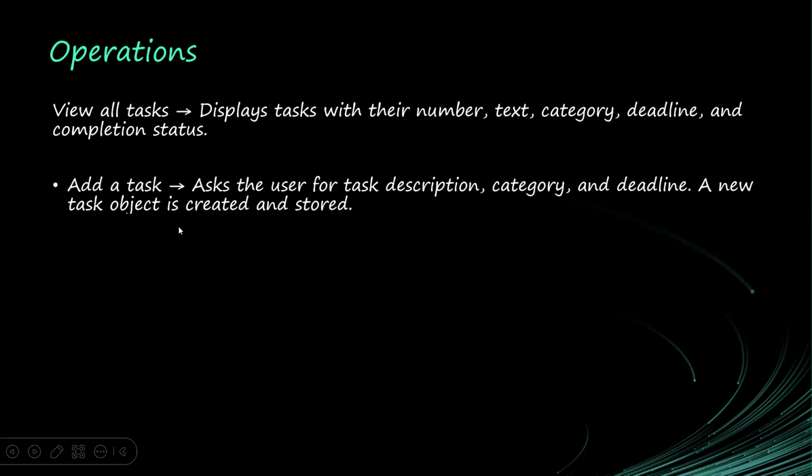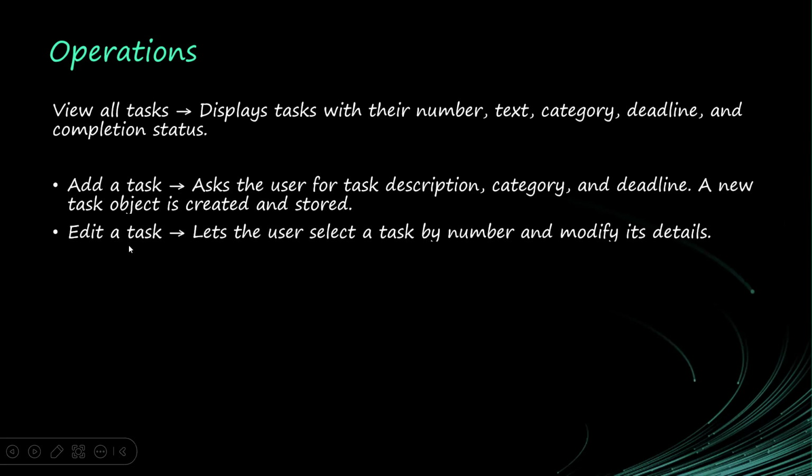The user can also add a task. This add task asks the user for task description, the category, the deadline. So a new task is created and stored. When the user says, I want to add a task, we'll ask the user for the name of the task, the category, the deadline, and once they enter all these things, we will now create an object and store it inside the to-dos array. All right.